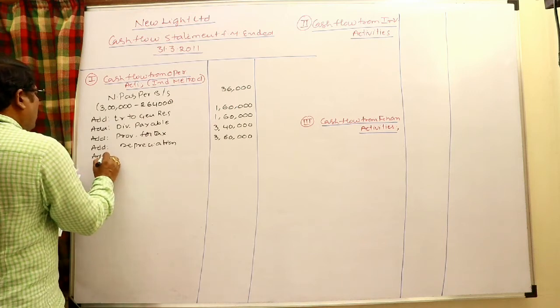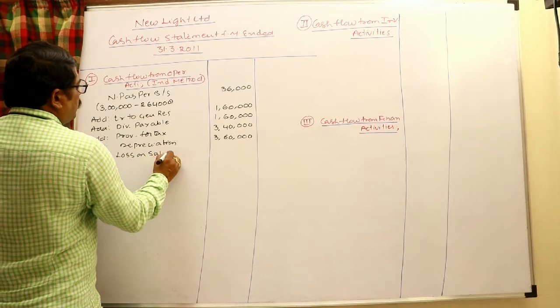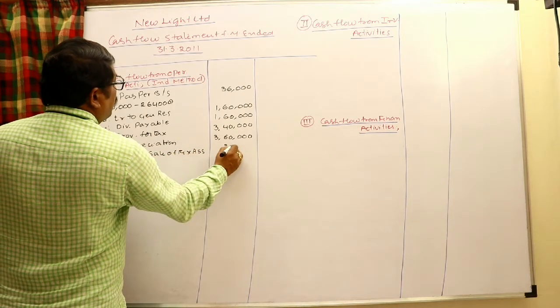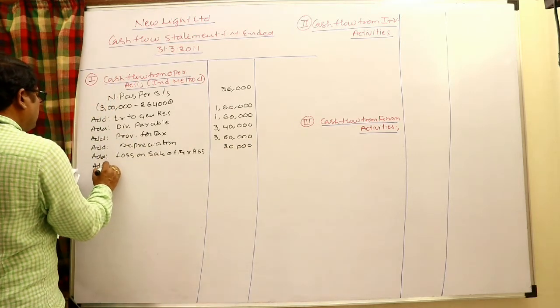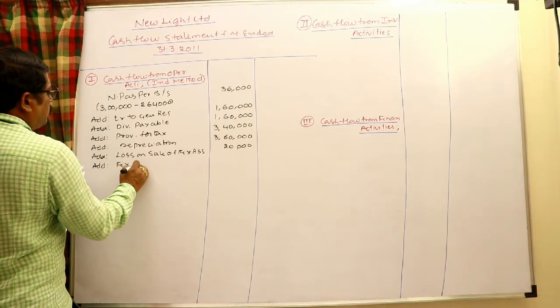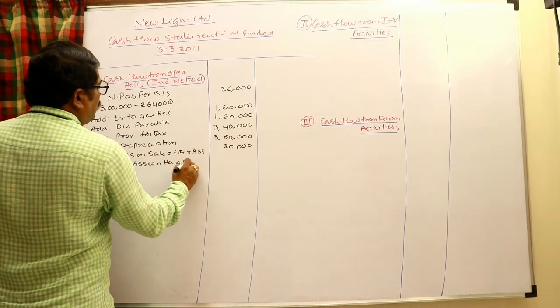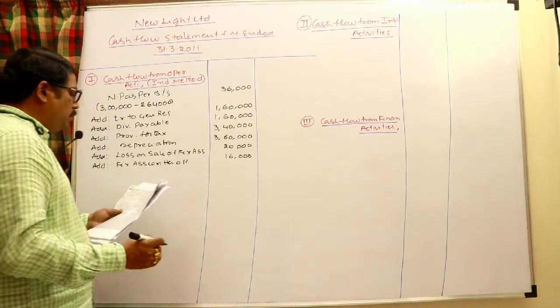Add loss on sale of fixed assets 20,000 and fixed assets written off 16,000.